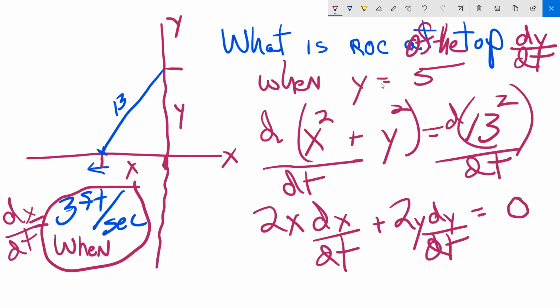Yes. And you could say, well, do we need to follow that with a d something dt? And no, we don't, because 0 times anything is 0. So once you get 0, you don't need anything else over there. That's right. Okay. Now, they want to know what the rate of change of the top is, which is dy dt, when y is 5.